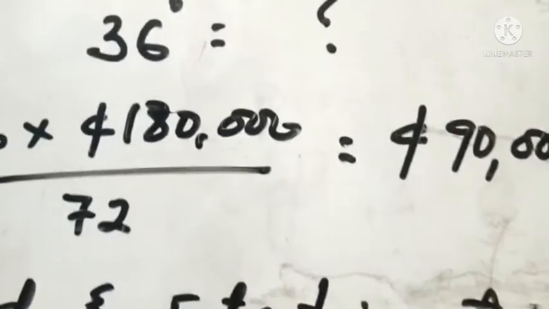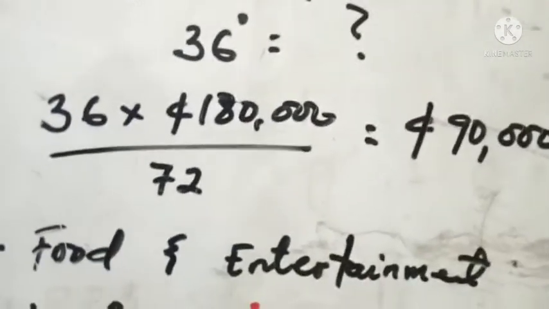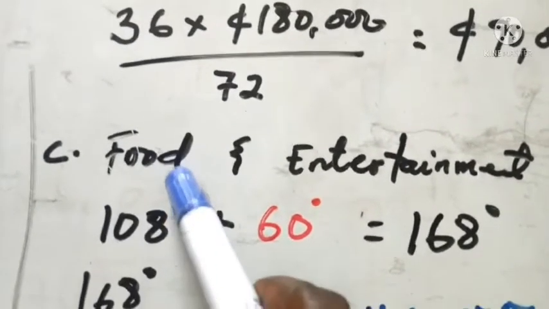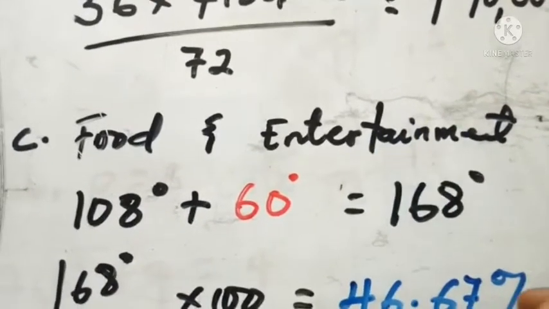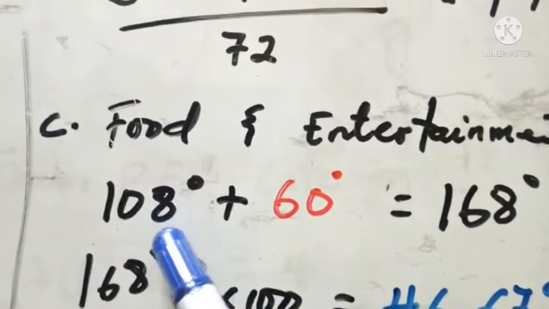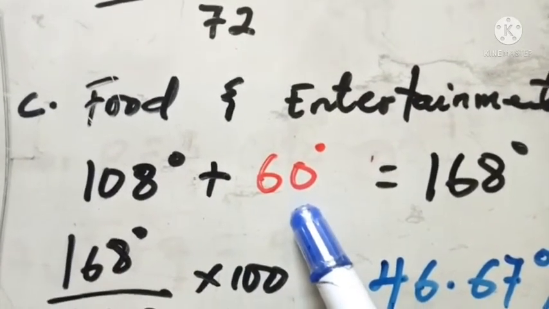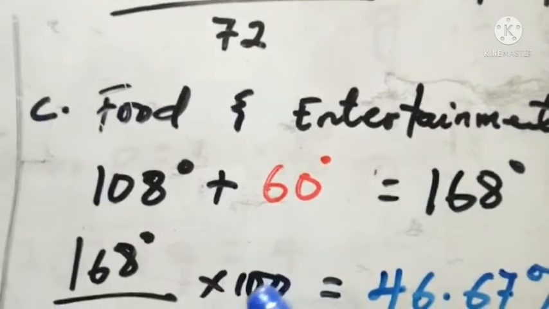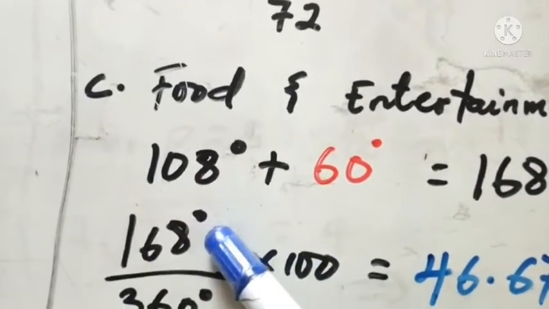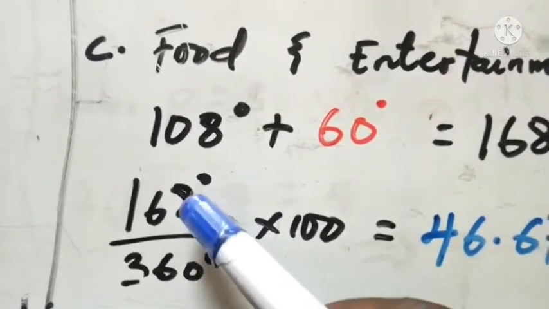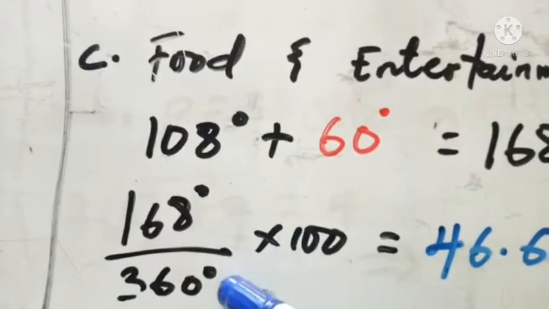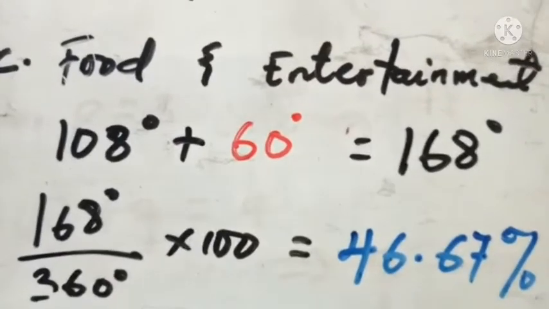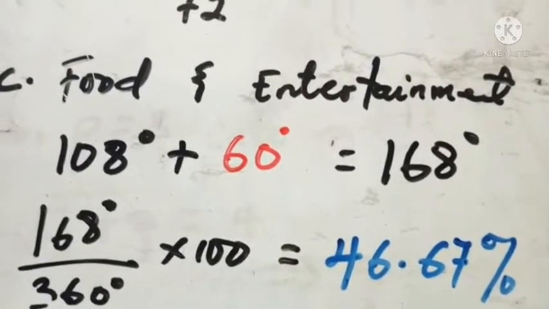Now, the latter part asks what is the percentage of food and entertainment, right? You need to know the food first as well as the entertainment before you can find their percentages. So here, food is 108 and entertainment is 60 degrees, right? So you add them, and that will give us 160 degrees. And then how do you find the percentage? This will be 160 degrees divided by the total degrees, which is 360, multiplied by 100. So that will give you 46.67%. That's very, very simple to answer this question.